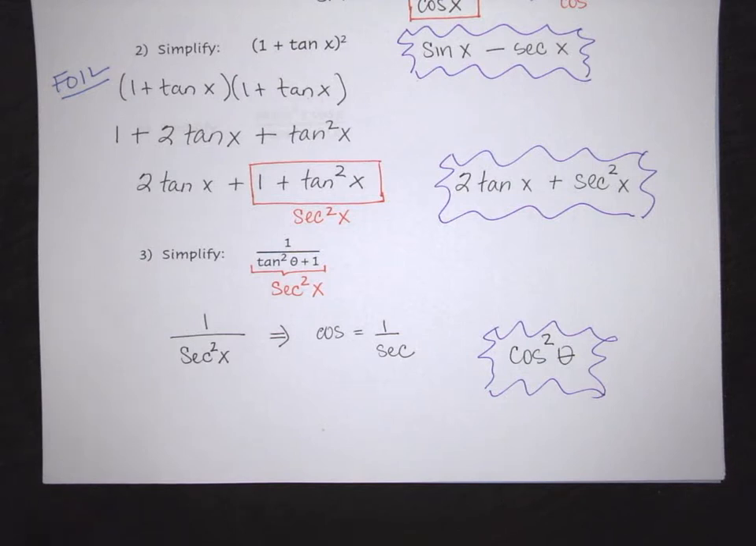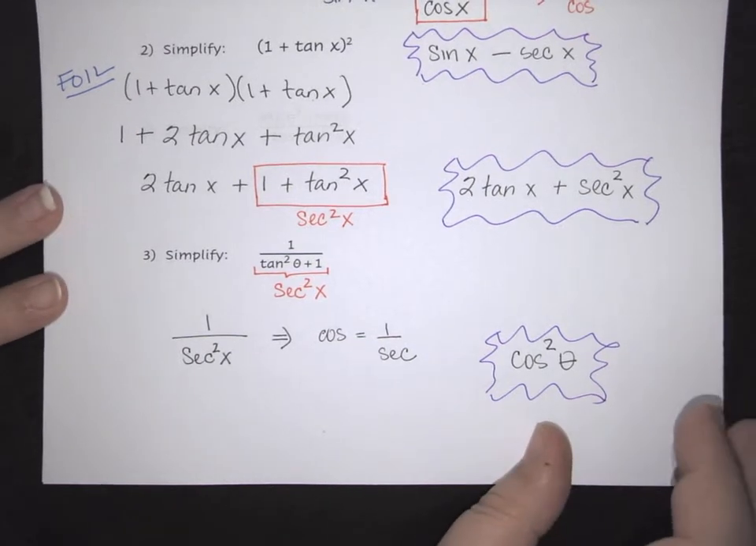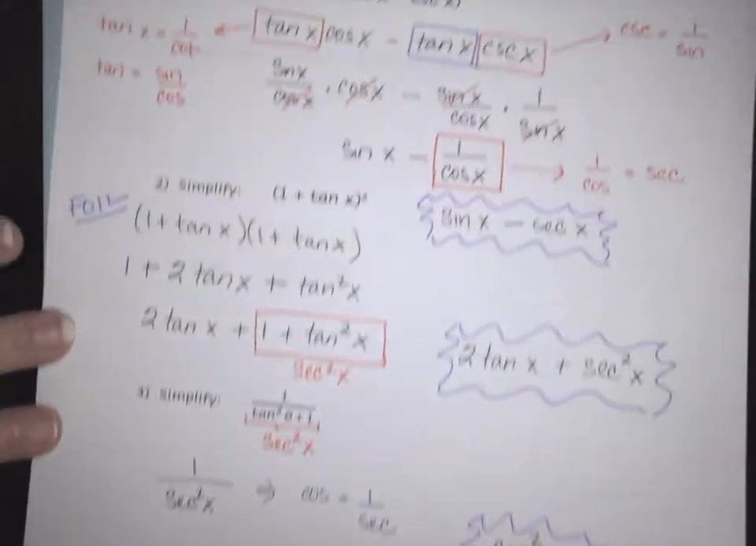So with these examples, the one thing that you should be able to see is that all we're doing is taking our basic identities or our Pythagorean identities, and we are applying the rules that they follow.